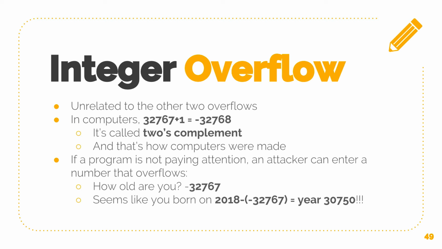So if a programmer is not paying attention, an attacker can enter a number that overflows. For example, an application says, "How old are you?" And you enter negative 32,767. And it says, "Seems like you were born in 2018 minus negative 32,767, which is the same as 34,785." And this application thinks that you were born in a year after today, even though it expected you to be born on some day before today.